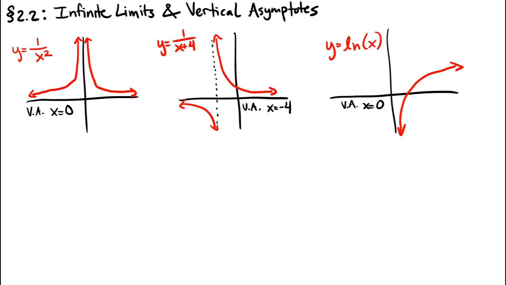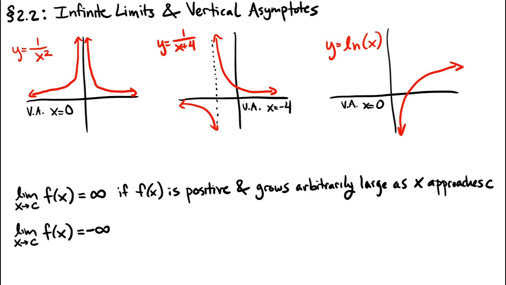Consider the following graphs, which all have vertical asymptotes. As we approach one of these vertical asymptotes, the function does not approach any specific limit value L, but it's still behaving in a predictable way. We can express this behavior with these infinite limit statements.